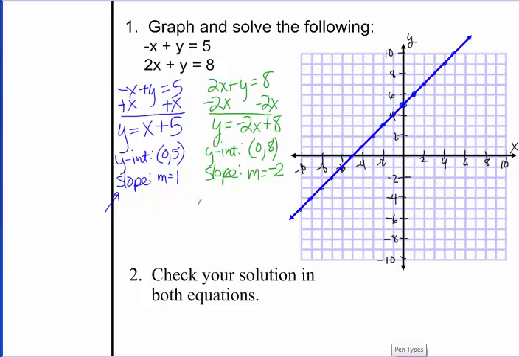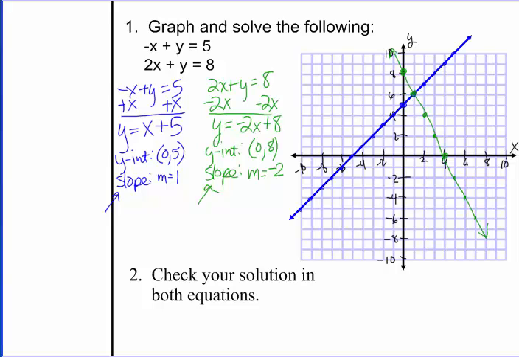So then this one next, 0, 8, it's right there. Slope is negative 2. Negative means you go down 2 to the right 1. Ooh, we've already found our point of intersection. Down 2 to the right 1, down 2 to the right 1. And then draw on your line.